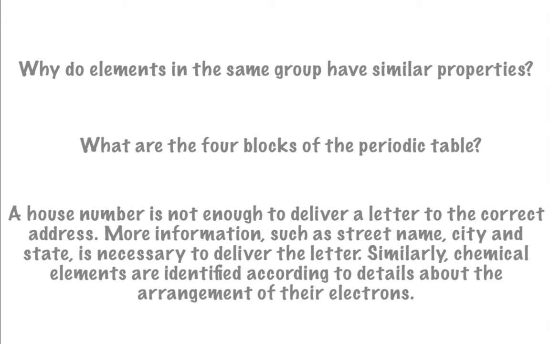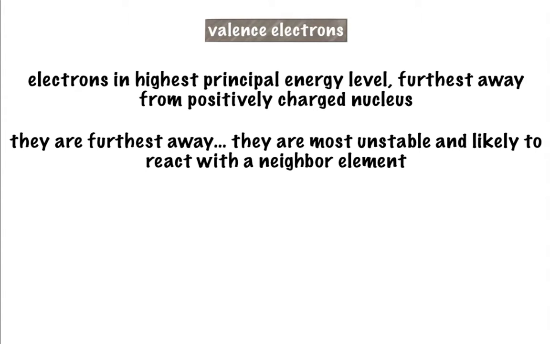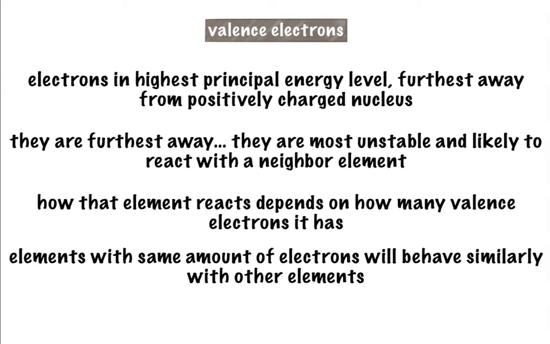So this next series of videos will help us in using the electrons of an element to identify its location and behavior. Electrons in the highest principal energy level, or the electrons that are furthest away from the positive charged nucleus, these are the valence electrons. They are the furthest away. They are most unstable and likely to react with a neighbor element. How that element reacts depends on how many valence electrons it has. Elements with the same amount of valence electrons will behave in similar ways with other elements.